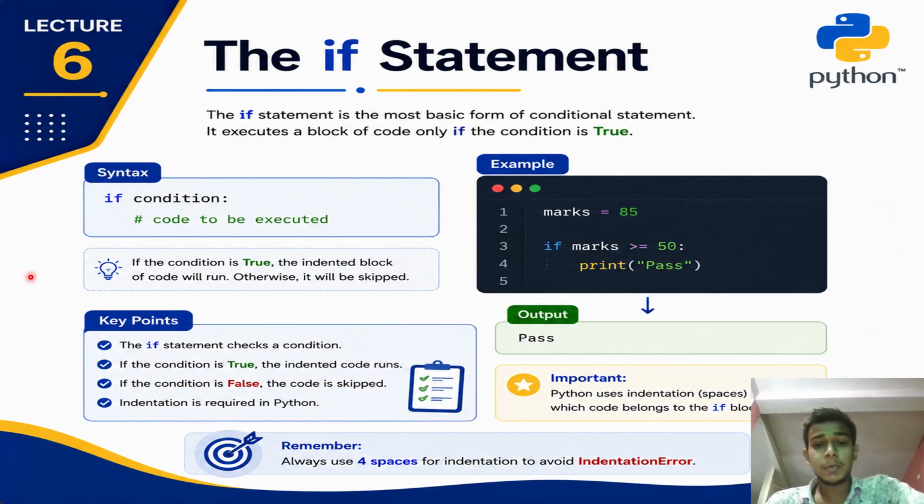Let's quickly revise the key points. Here are the key points you can see on the PPT. What's the work of the if statement? The if statement checks a condition. Now, if the condition is true, the indented block of code runs. If the condition is false, the block is skipped. Always remember to use proper indentation, usually 4 spaces, because indentation is required in Python.